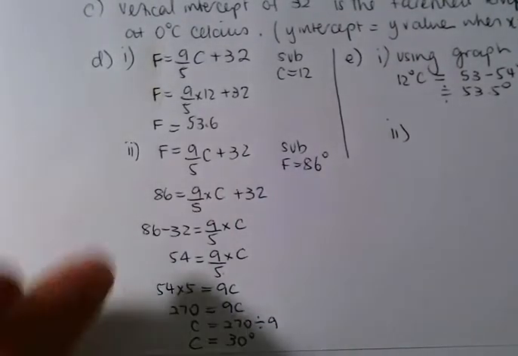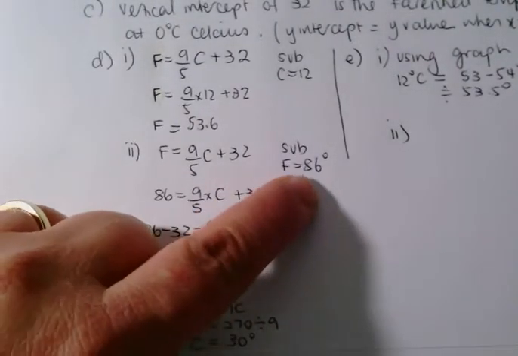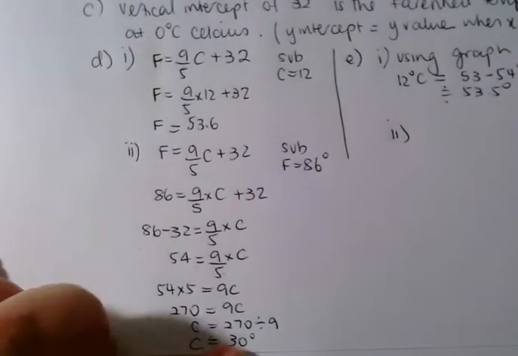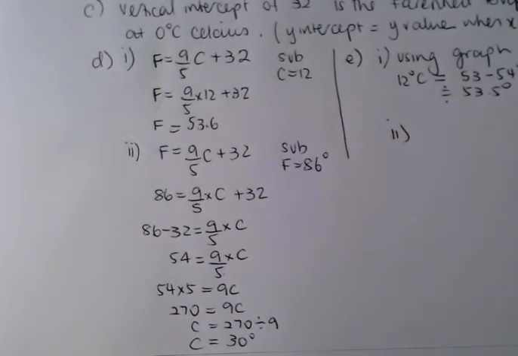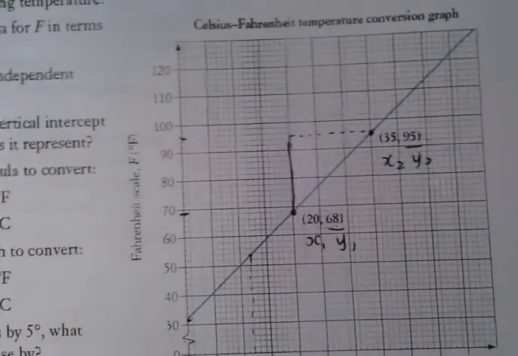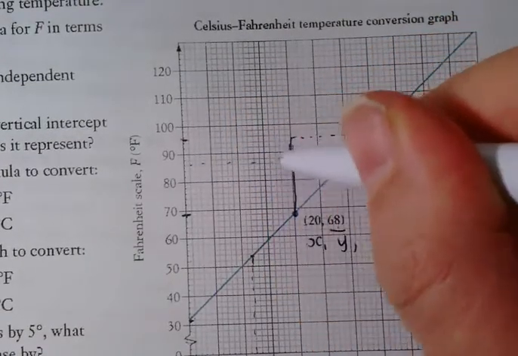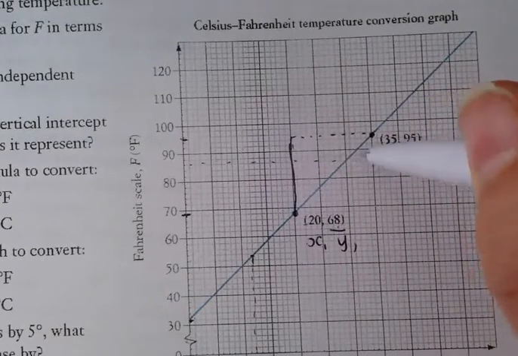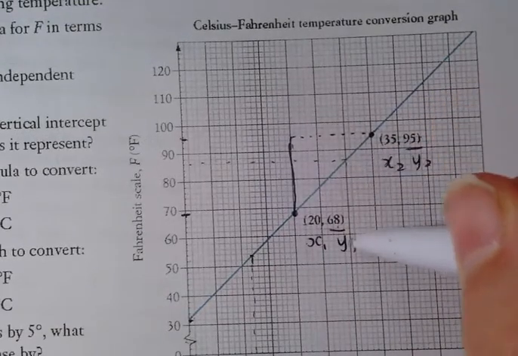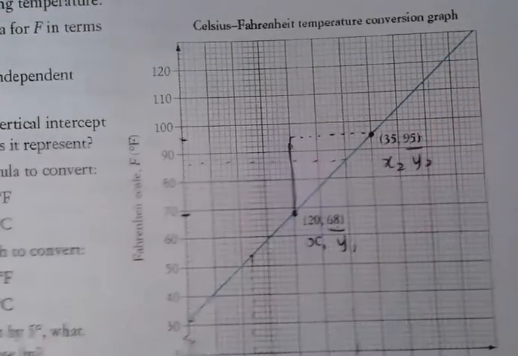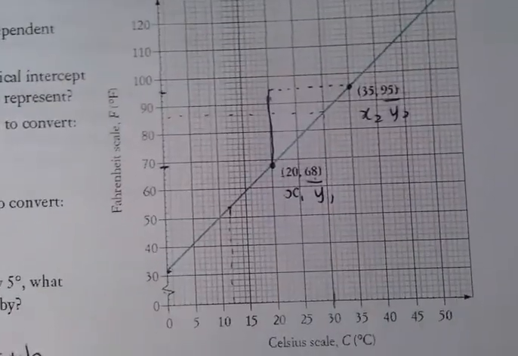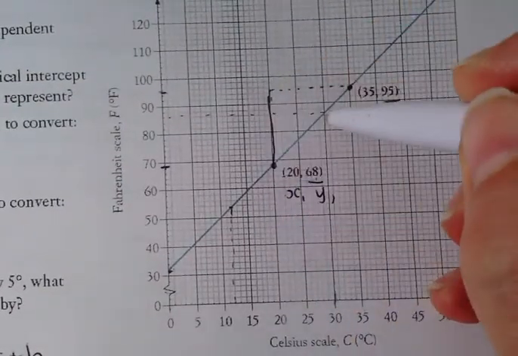So using the formula, substituting Fahrenheit 86, we're getting 30 degrees Celsius. Okay. Now let's have a look. So 86 degrees, you can read fairly well off the graph. And coming across, and that's pretty good. You can see that that one is 30 degrees Celsius. Okay, so coming across there and down.